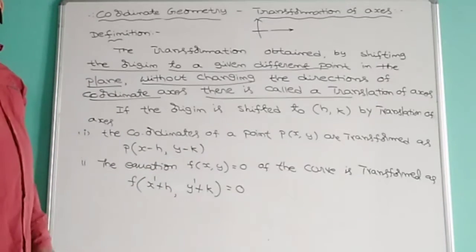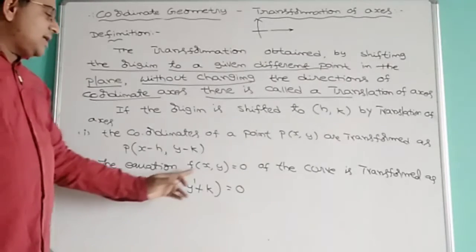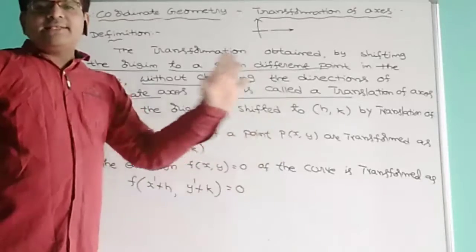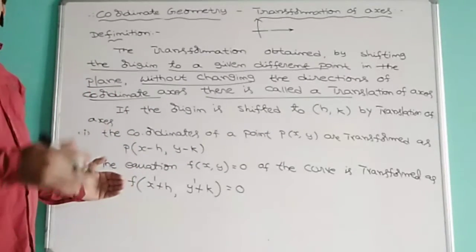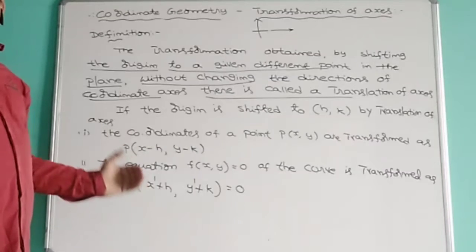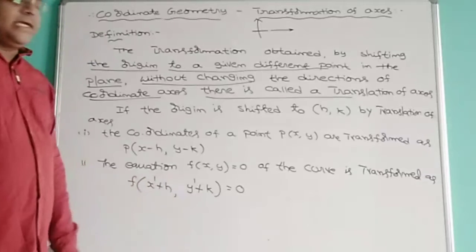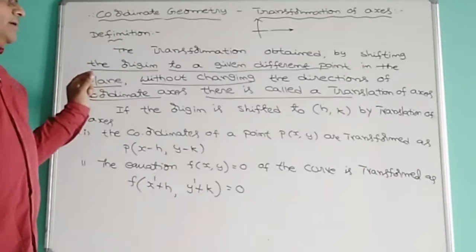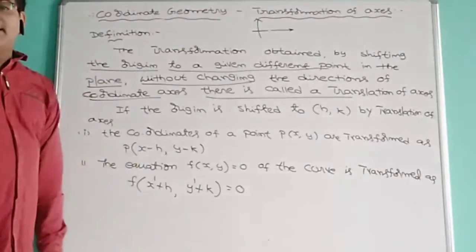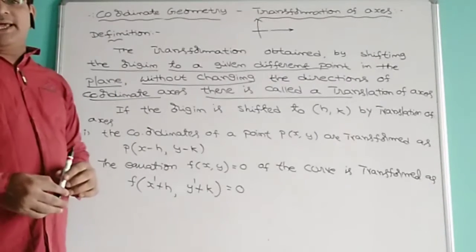In the same manner, sometimes a curve will be given. If you treat that curve as f of x comma y equals 0, then the translated equation, with the origin shifted to h comma k, is f of x' plus h comma y' plus k equals 0. This is the simple definition of the translation of axes. In the next class, I will explain the rotation of axes.